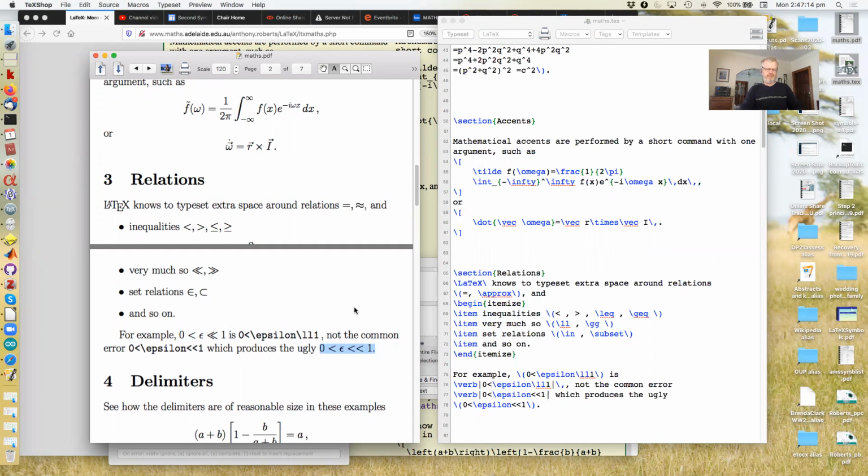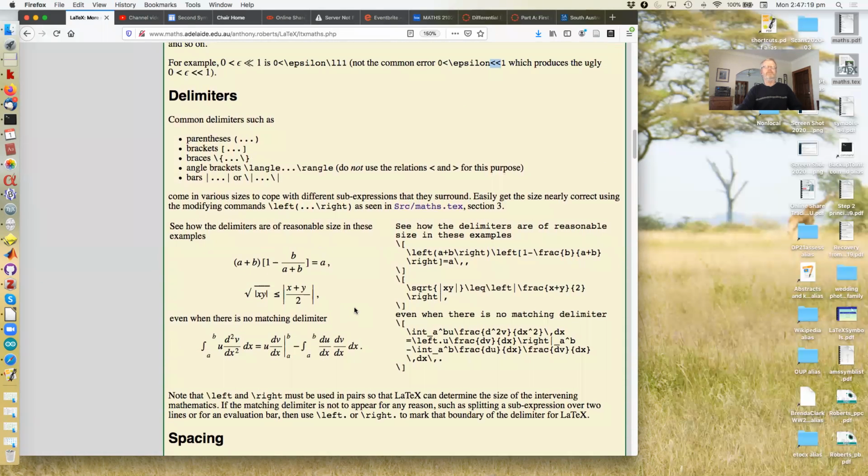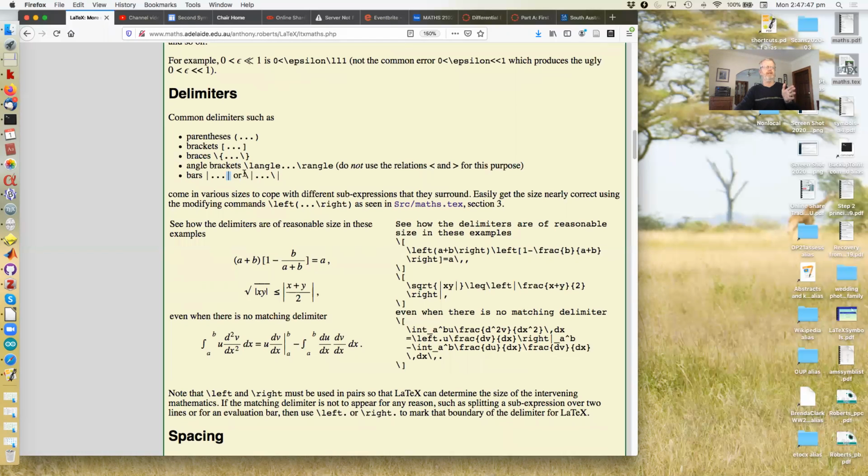Okay, so what's next? Delimiters. Delimiters are things which delimit parts of an expression. So, as you can read, parentheses, brackets, braces, angle brackets. There are also vertical bars and vertical double bars, which are typeset with \| . Many people fall into the error of typesetting vertical double bars by just putting two bars. That's not correct. You go backslash vertical bar.